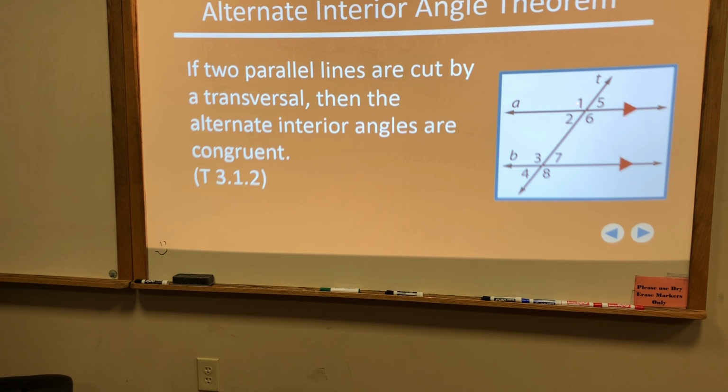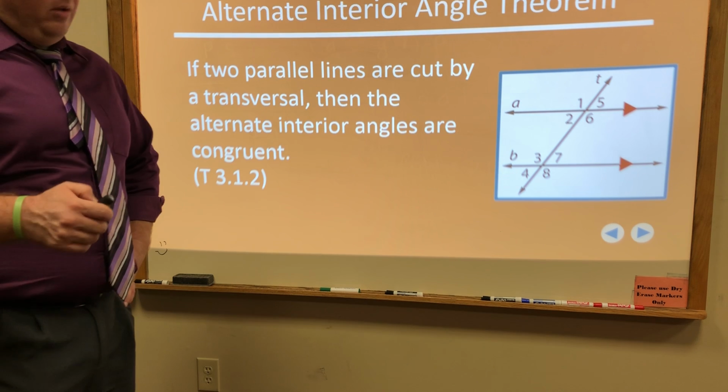All right, Brady. 2 and 7, that is right. And 6 and 3, good. Now, so 2 and 7, 6 and 3. Now, what it says is if the lines are parallel, which we know they are, then the alternate interiors, so 6 and 3 and 2 and 7, are going to be what kind of angles? Very good. Congruent. Why? Think about it. Now watch carefully.